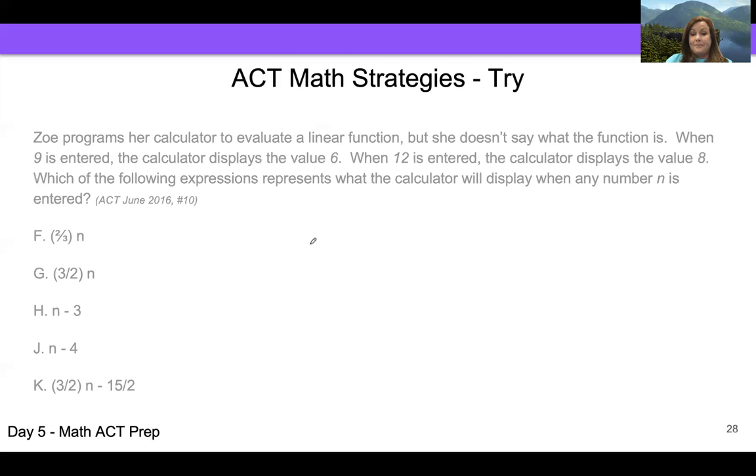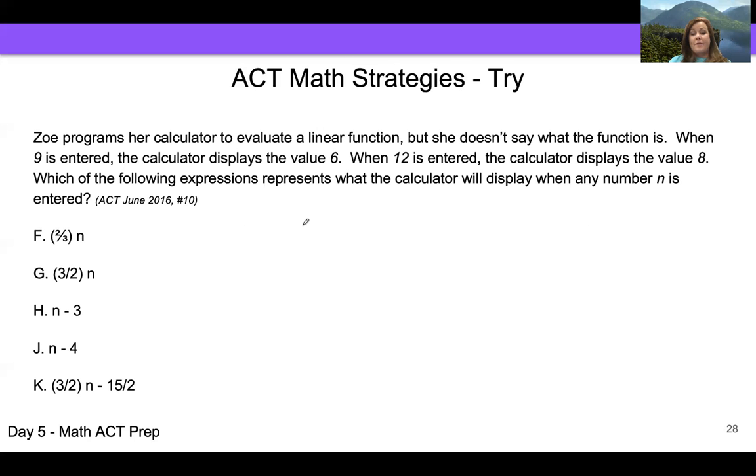Here's one. We have a function. When 9 is entered, it yields 6. When 12 is entered, it yields 8. So this is kind of like finding a pattern. If I try the middle one, n minus 3, it works on the 9, but not on the 12. You might even go here to n minus 4 and realize, ooh, that one doesn't work either. So let's back up this way.